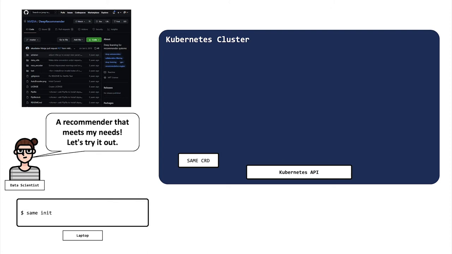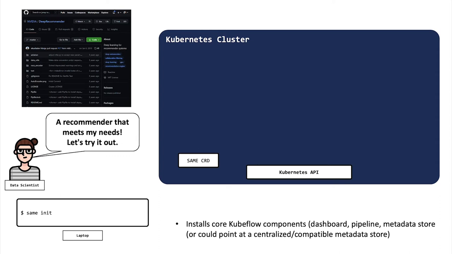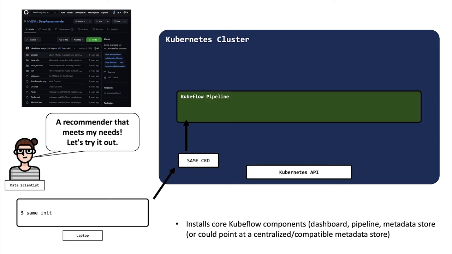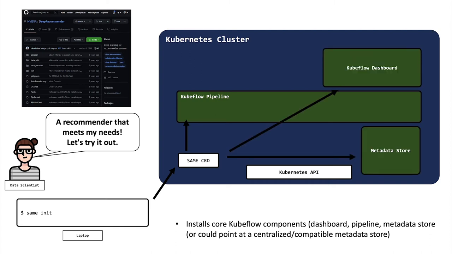And this initializes that Kubernetes cluster that she has locally and installs a bunch of core components, the dashboard, and the pipeline. It also installs a metadata store. Now, it doesn't have to do that locally. It could certainly use one in the cloud if that's how you configure it. But again, our goal here is to help people get started by default. So if you have nothing, if you have no centralized infrastructure or storage in the cloud, this works great.